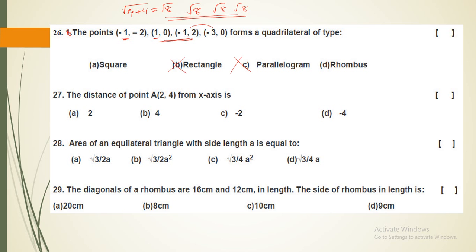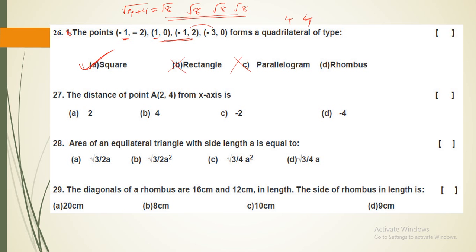So minus 1 plus 1, 0. Minus 2 plus 2, sorry, 2 plus 2, 4. So 4 square, so you are going to get 4 as the diagonal. Then 1 minus of minus 3 is 1 plus 3, which is 4. So the diagonals are also equal. That means the answer is square.